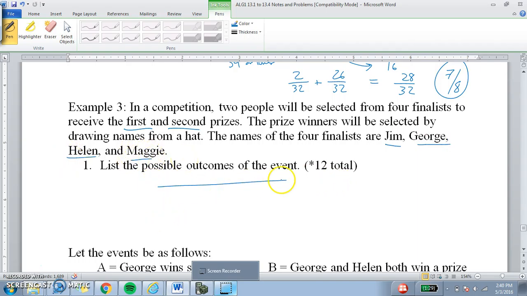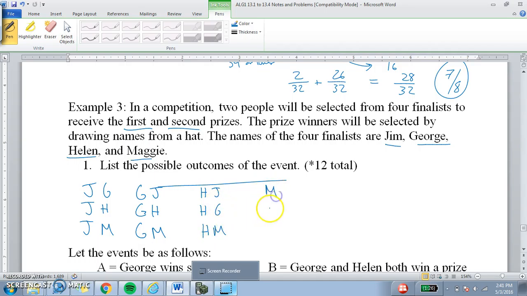So let's start with Jim. Jim could be first 3 different ways, because George could come in second, Helen could come in second, and then Maggie could come in second. Or George could be first, Jim could be second, Helen could be second, or Maggie could be second. Or Helen could be first, Jim could be second, George could be second, Maggie could be second. Or Maggie could be first, Jim, George, Helen. So adding all those up, we've got 12 possibilities.